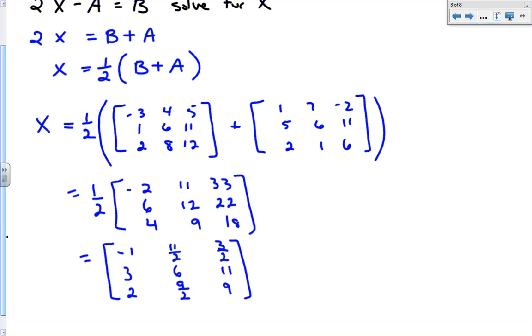And we're finished. Next class, we will look at matrix multiplication, the conditions whereby we can multiply one matrix by another matrix.